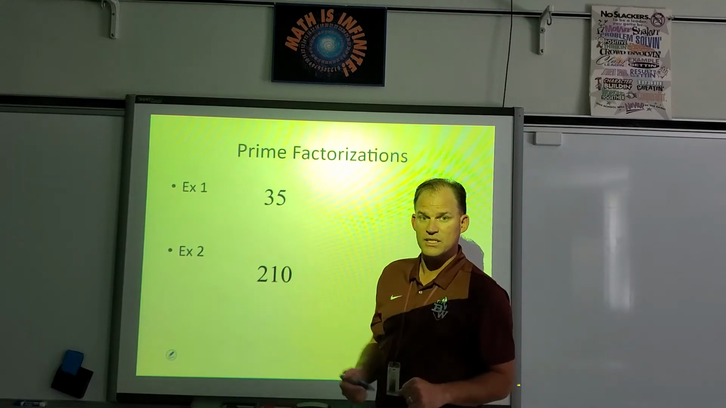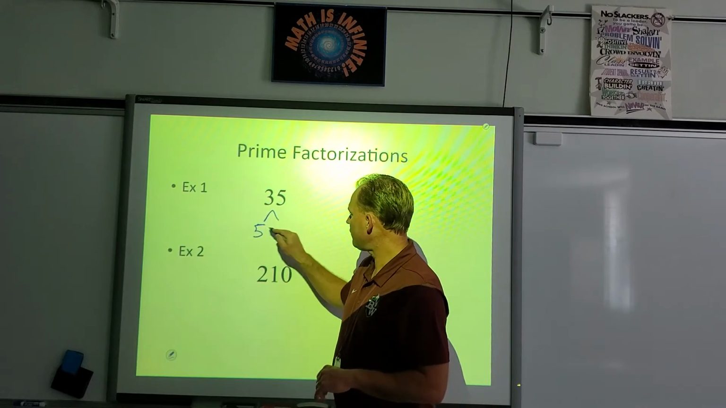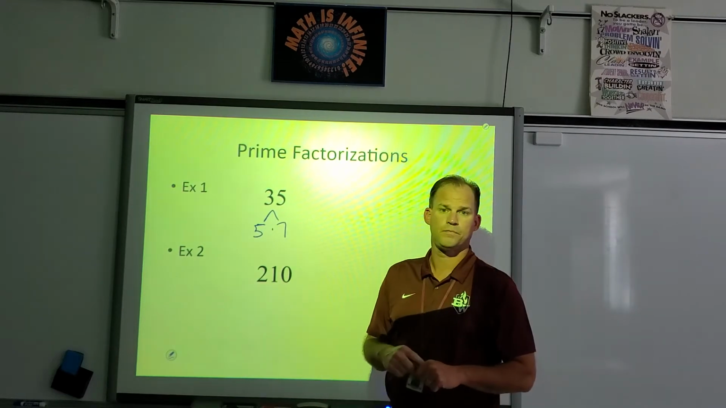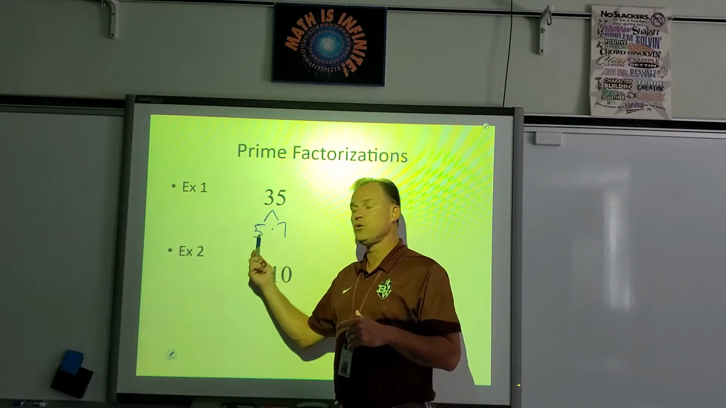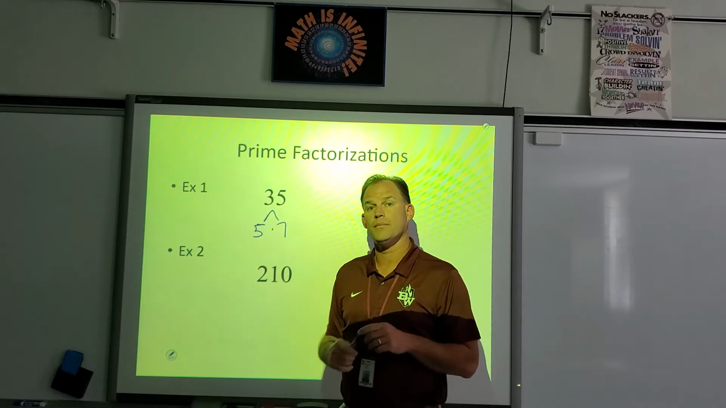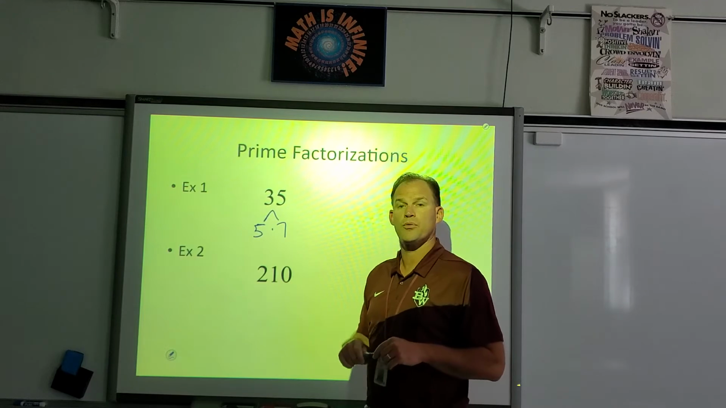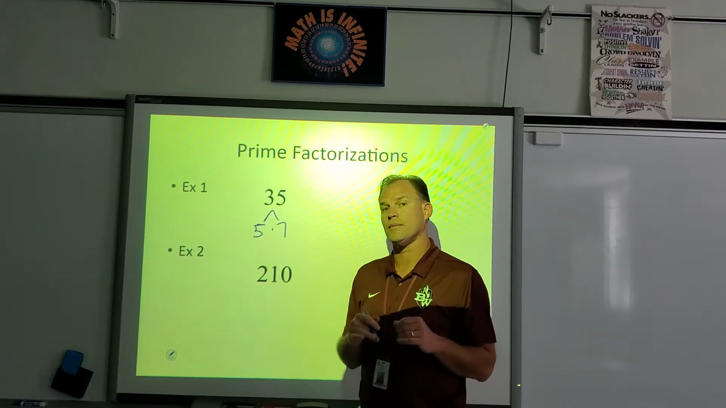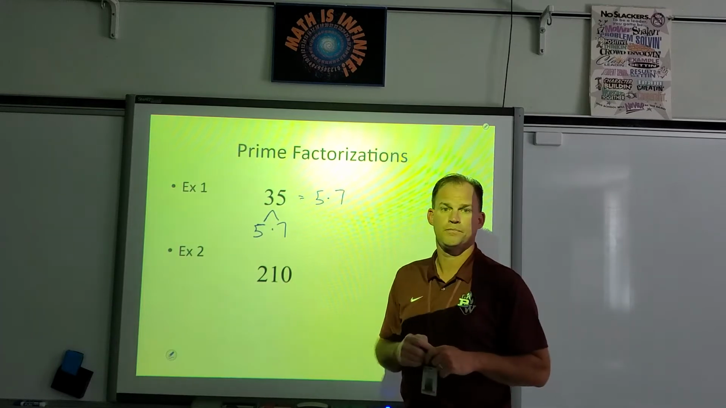35 divided by 5 is 7. So 35 is 5 times 7. When you do this on a factor tree, you check to see if you get a prime number, and if so, your branch is done. So 5, we had that list earlier. 5 is a prime number. 7 is a prime number. So we're done here. That's it. So 35 is 5 times 7.